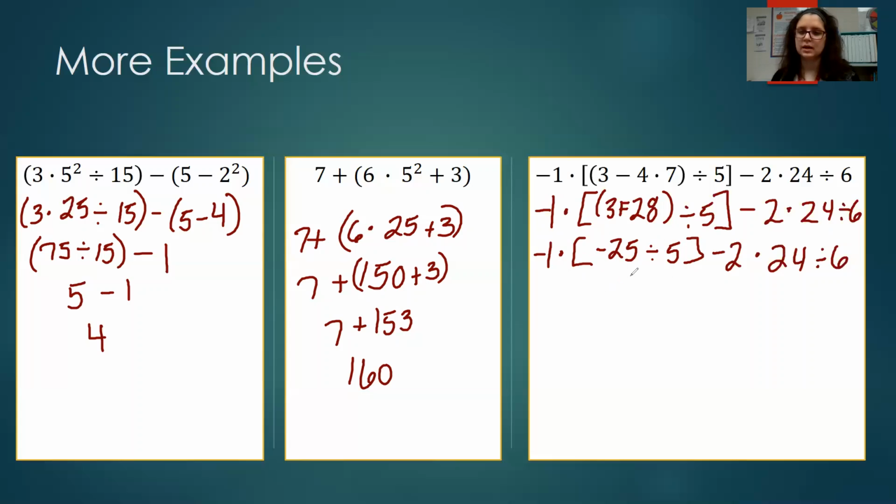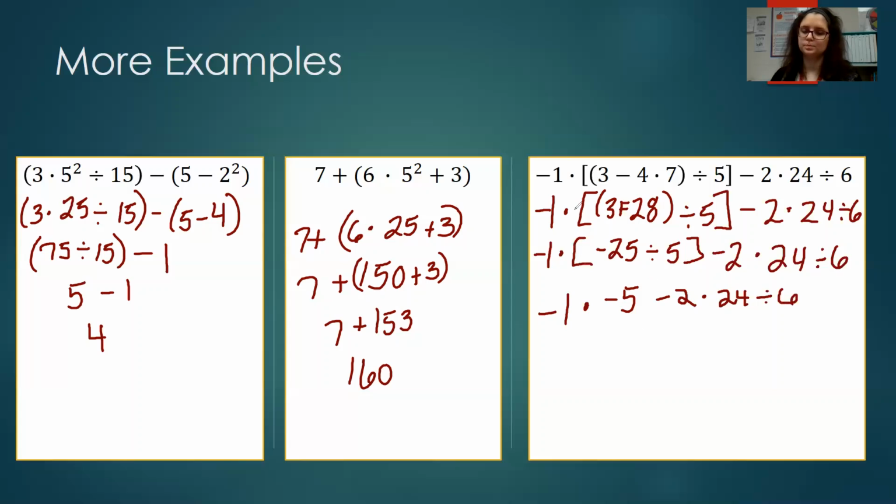Okay, brackets are a type of grouping, so we're going to solve those. Negative 25 divided by 5. Well, 25 divided by 5 is 5, and negative divided by a positive is a negative. I'm going to drop my brackets because I don't need them. Negative 1 times negative 5. Minus 2 times 24 divided by 6.